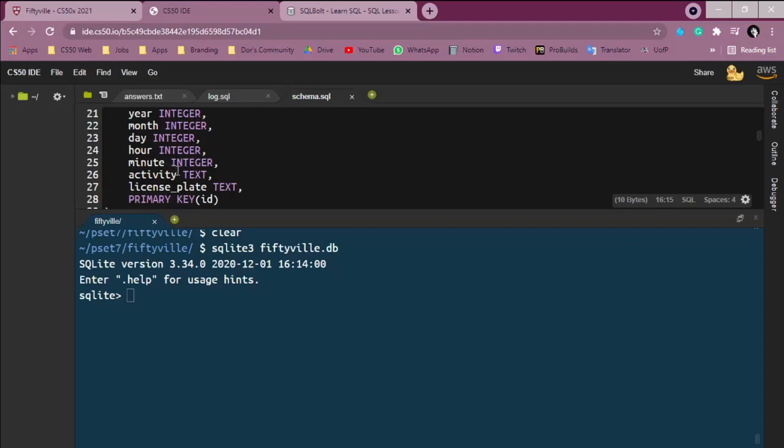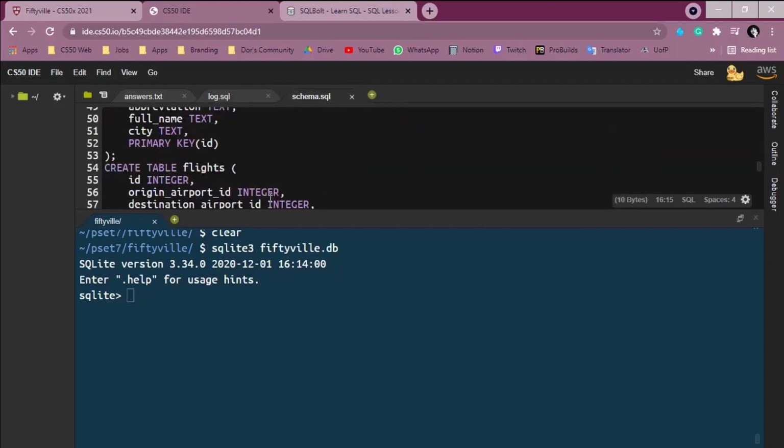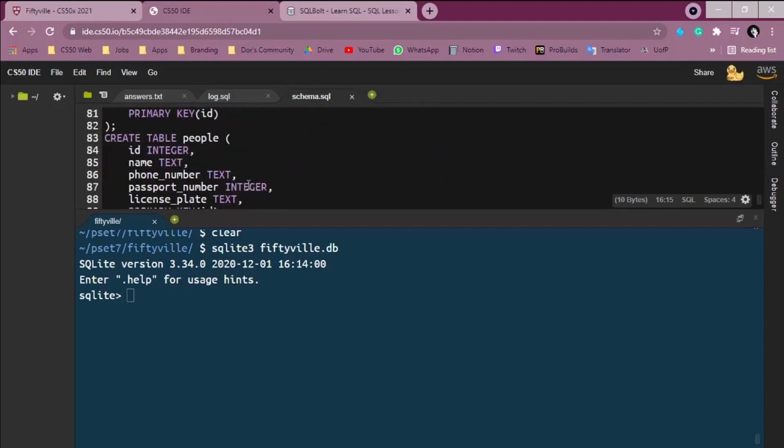And the activity was exit, okay? So the car was getting out of the parking lot. And we're going to use this information to get the name of the people that did the same thing, so we can have our first suspects, okay? And to join this information of name that is in our people's table, we have the name in our people's table.